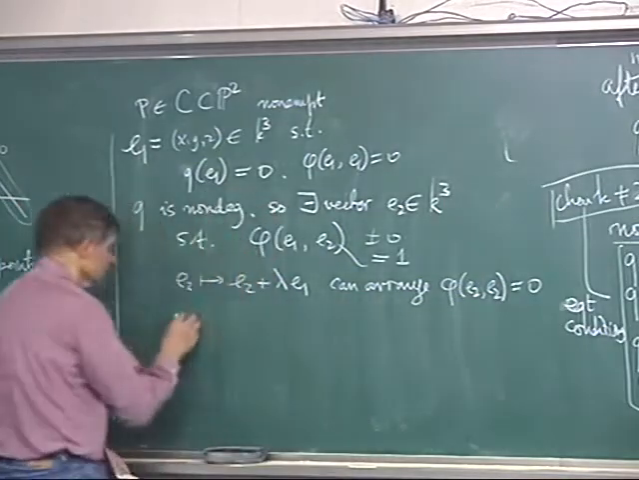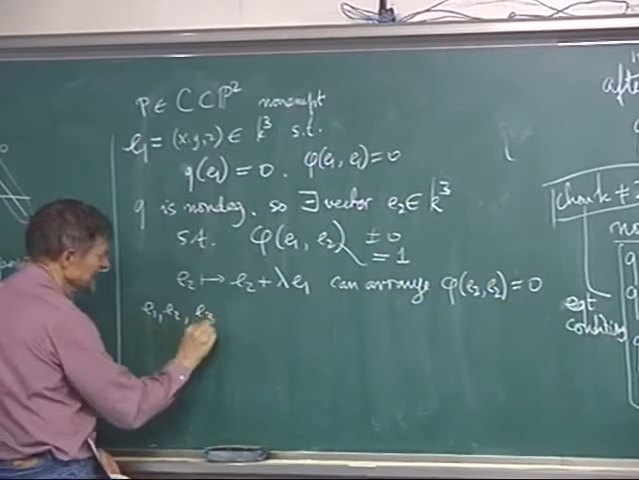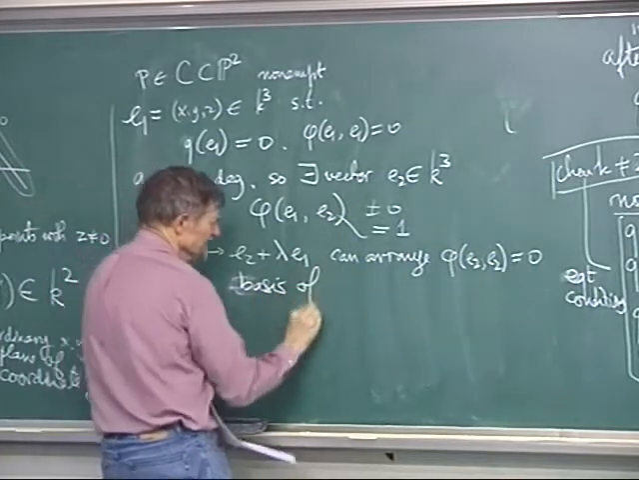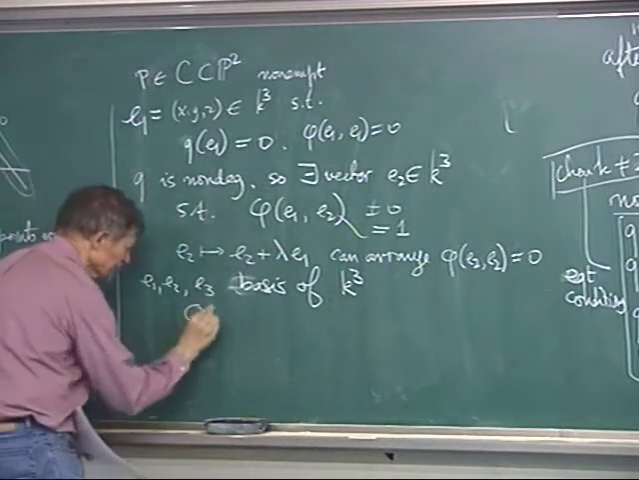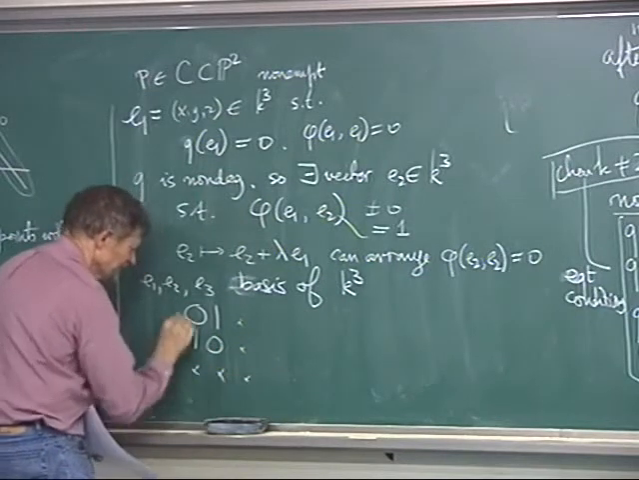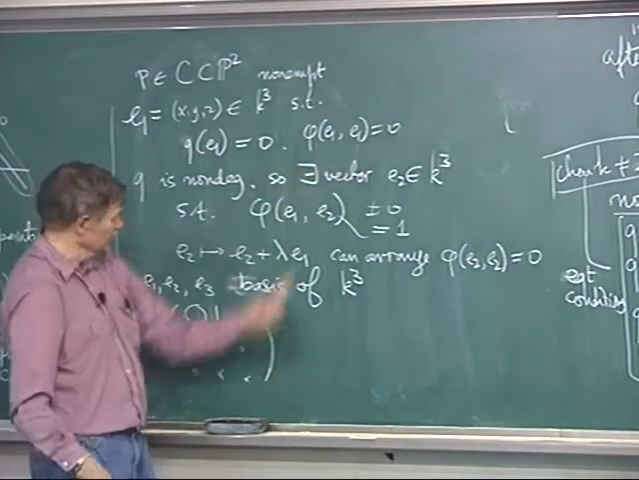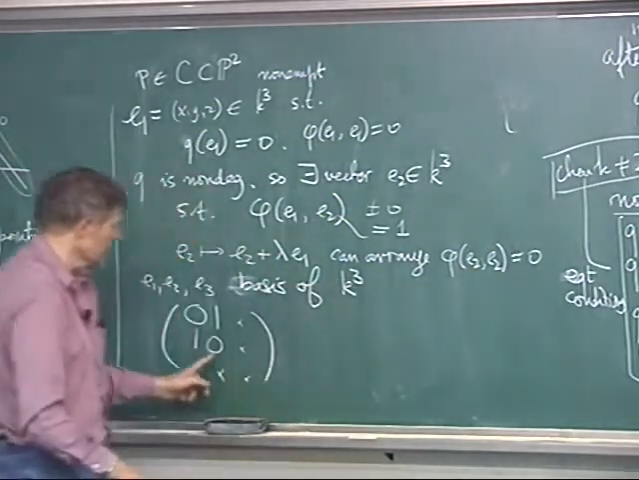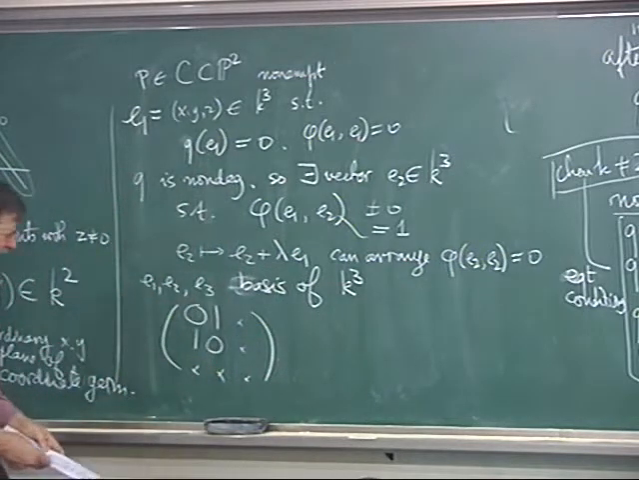Right? And so this means that if I've got a basis E1, E2, E3, a basis of K3, then I've already got this matrix. Because I've arranged that phi of E1, E1 is 0, I've arranged that phi of E1, E2 is 1, and I've arranged that phi of E2, E2 is 0. So I'm some way towards making a normal form for this matrix.